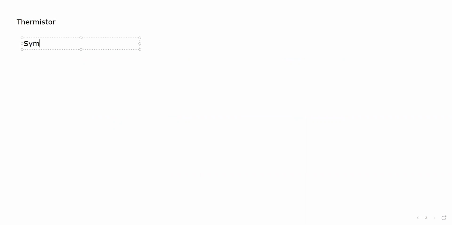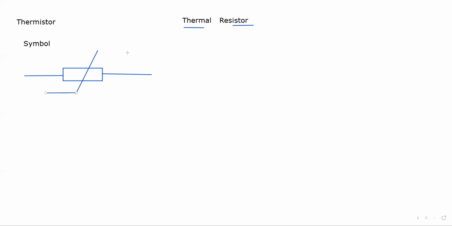The circuit symbol, you have to learn the symbol for these components. The circuit symbol for thermistor, because actually it's the combination of two words, thermal and resistor. So thermal resistor is actually known as thermistor. When we take therm from thermal and from resistor we take I-S-T-E-R, so it becomes thermistor. So basically it's a heat resistor. Heat resistor means its resistance changes with the heat or temperature. And this is the circuit symbol, a cross and a horizontal line.